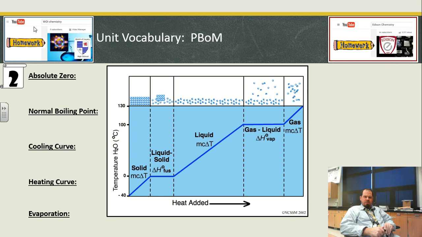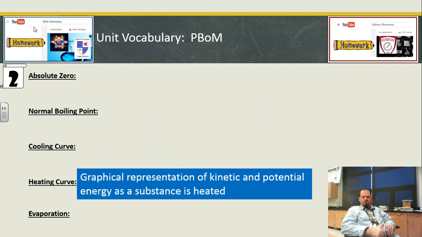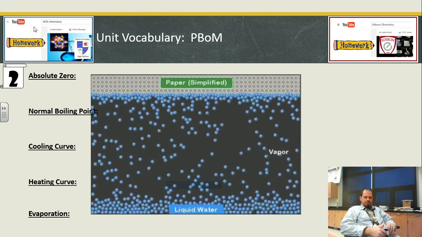What we're really concerned about is the slant, flat, slant, flat, slant. In these graphs, that is how all curves go. This is the graphical representation of kinetic and potential energy as a substance is heated. Okay, I'm sure we can see the 2 different words there and match them to the right vocab word.